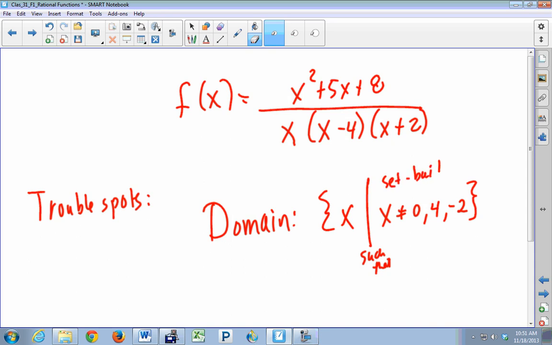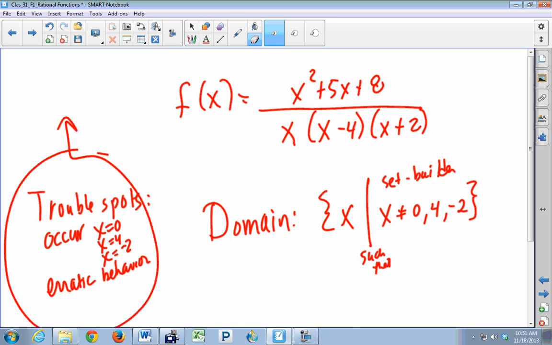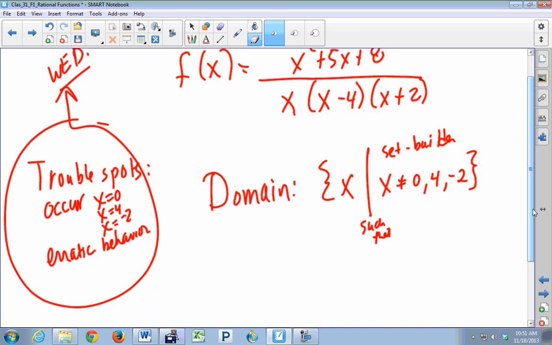So our trouble spots here, if we were graphing this, would occur at what? x equals 0, x equals 4, and x equals negative 2. We're going to have some very funky erratic behavior. It's going to misbehave at these spots. Okay, that kind of graph we're going to save for Wednesday's class. That's Wednesday. We're going to look at really trouble spots that could happen in 3 spots. Today we're only going to look at trouble spots in 1 spot. We're going to take it easy and build up our kung fu techniques so that we can really take these on. Okay, so that's set builder notation.